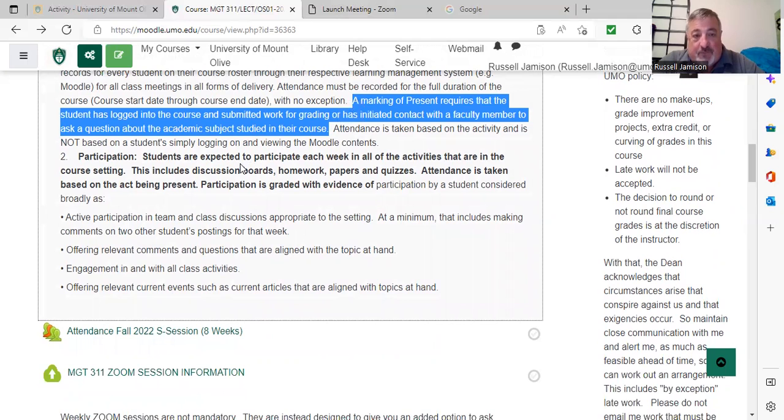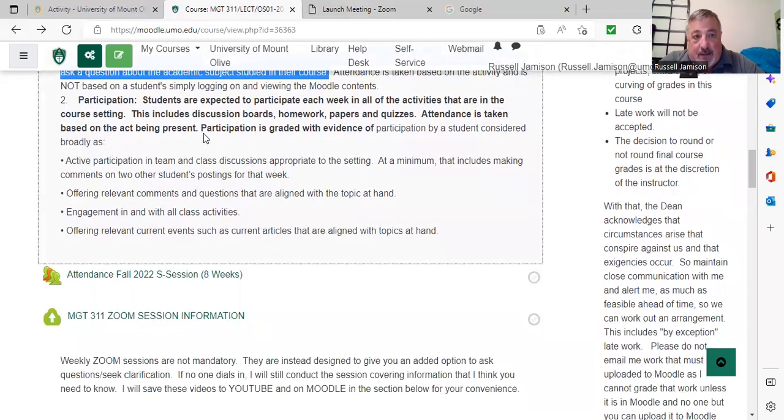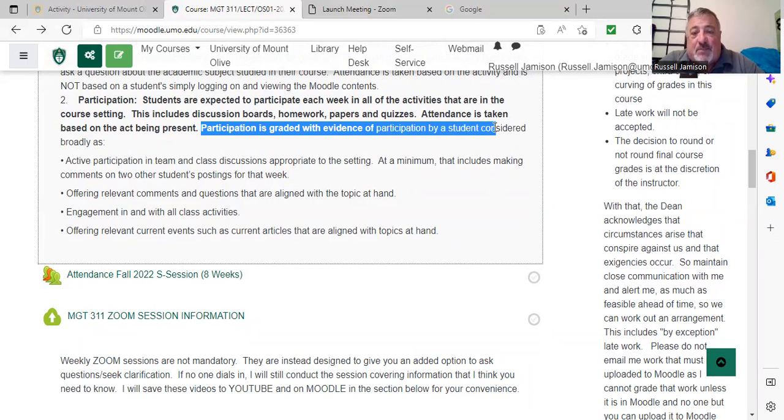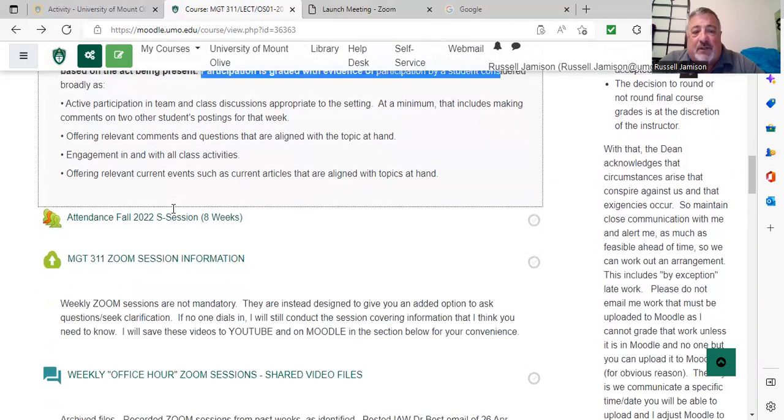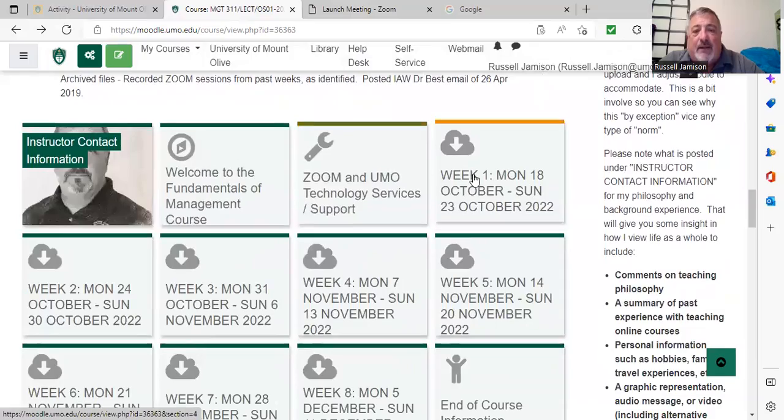That's not to be confused with participation. Participation is graded with evidence of participation by the student, and then I kind of lay out what that implies, and that means actually answering and doing the posts. What do I mean by that?